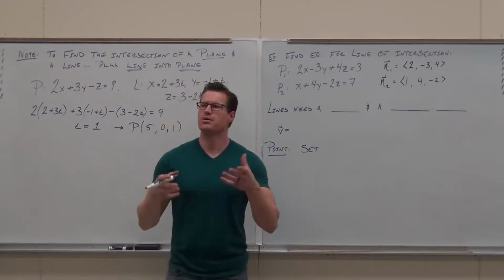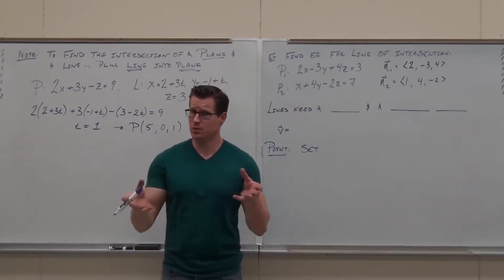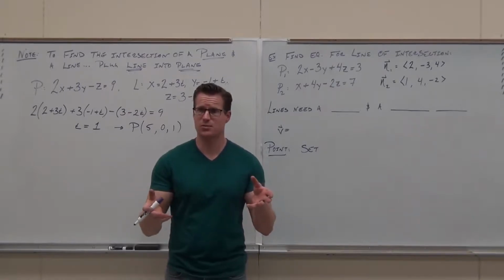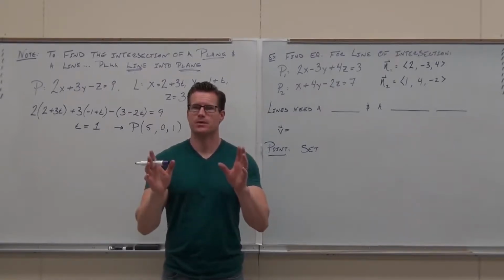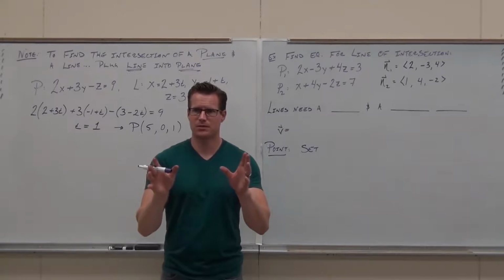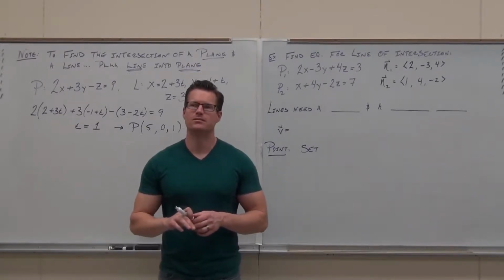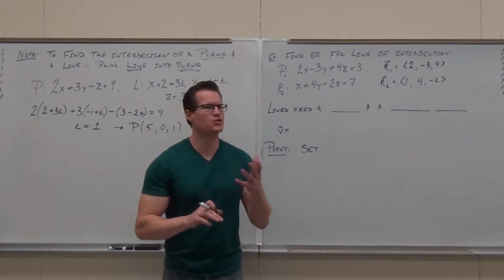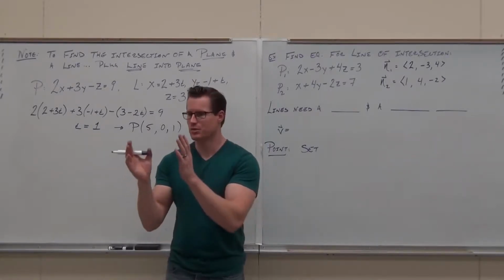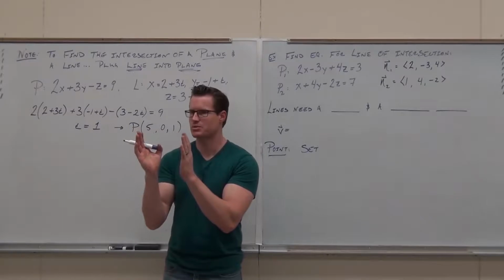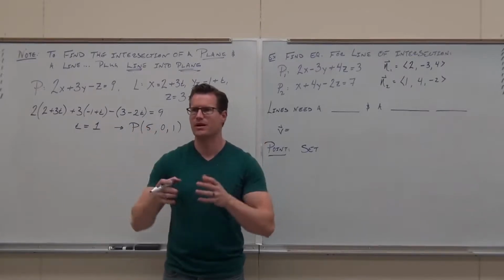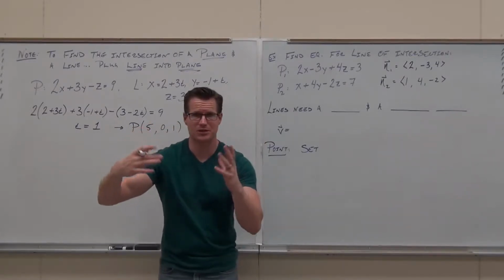Okay, let's describe the relationship between the planes. I told you that these planes are going to intersect unless they're parallel. Are the planes parallel? Why not? Because the normals aren't parallel, and the relationship between the normals is the relationship between the planes. If they're parallel, the planes are parallel. If they're perpendicular, the planes are perpendicular.